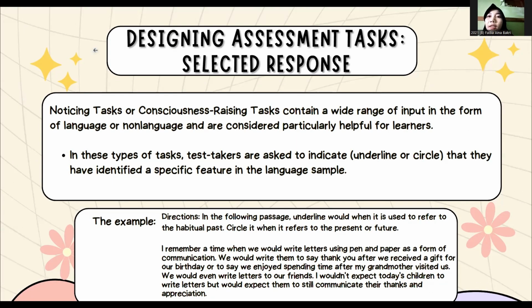The third kind of selected response is the noticing test, or consciousness-raising tests, which contain a wide range of input in the form of language or non-language and are considered particularly helpful for learners. In these types of tests, test takers are asked to indicate, underline, or circle that they have identified a specific feature in the language sample. For example, the direction: in the following passage, underline would when it is used to refer to the habitual past. Circle it when it refers to the present or future.